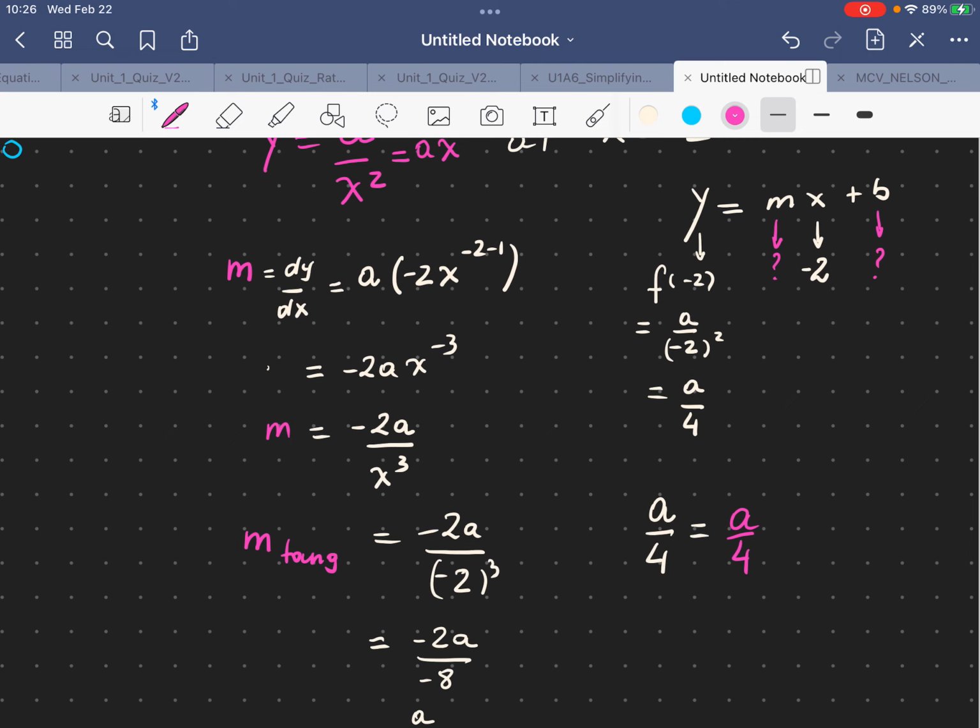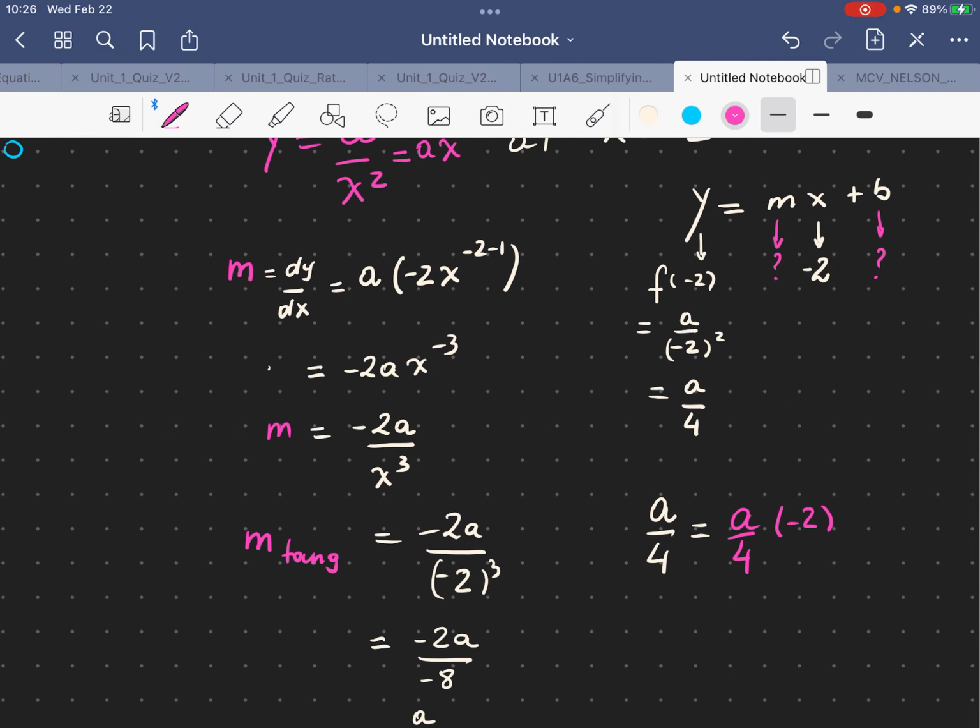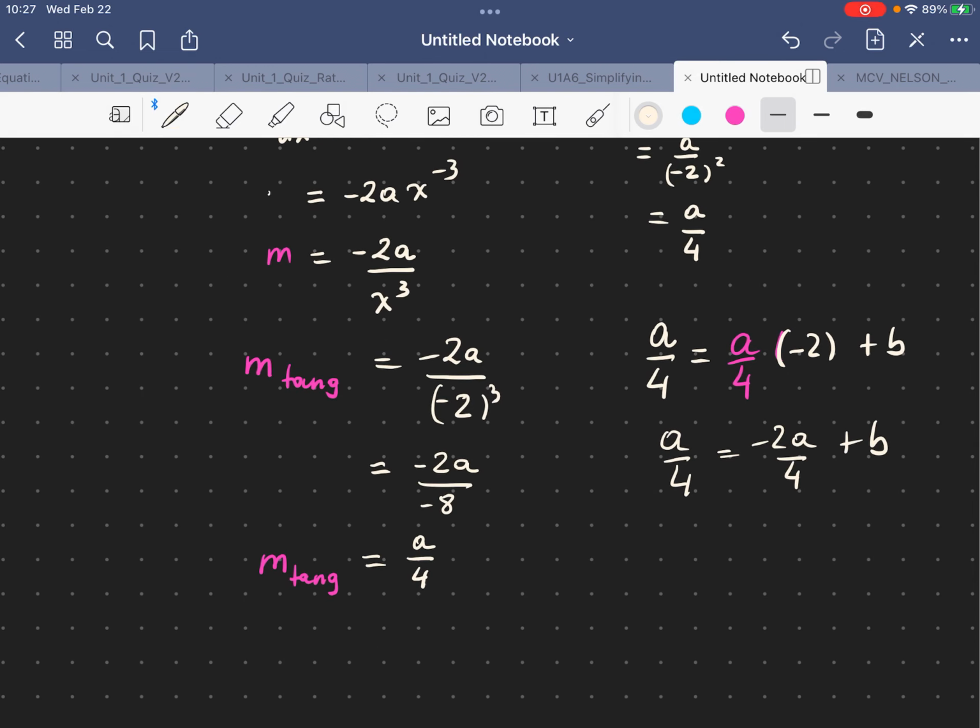The value of x is negative 2. And the value of b is still unknown. As you can see here, we are missing b, and we are going to find b in terms of a. So we have a over 4 equals negative 2a over 4 plus b. And take negative 2a over 4 to the other side. That becomes positive. And it seems that the value of b became 3a over 4.